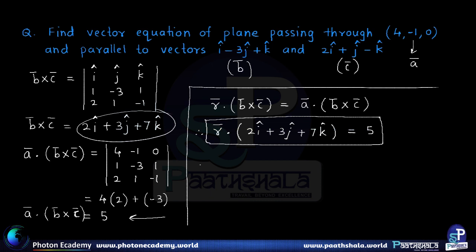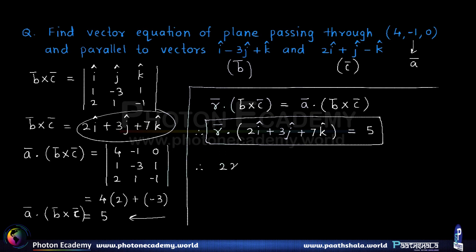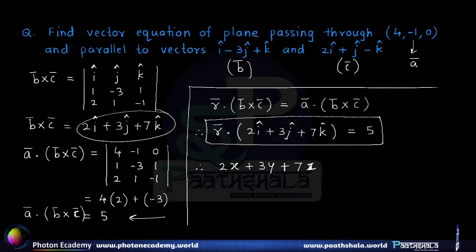If we want Cartesian form, we can write it directly. Since we have 2i, it is 2x plus 3y plus 7z, and bring 5 on the left, so that becomes -5 equal to 0. That's it. So that's the Cartesian equation of the same plane.